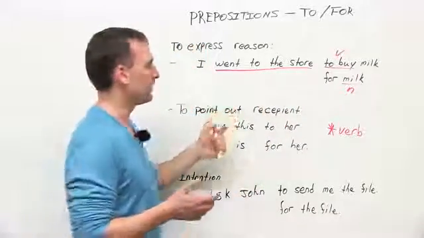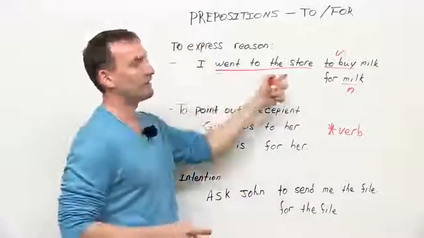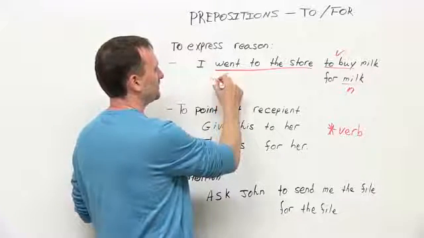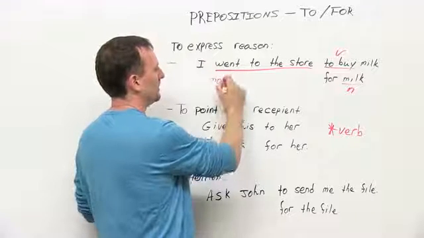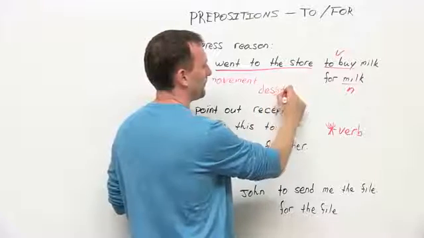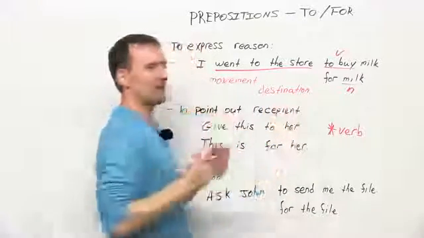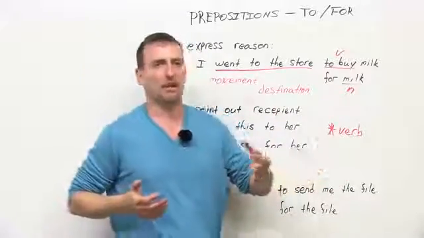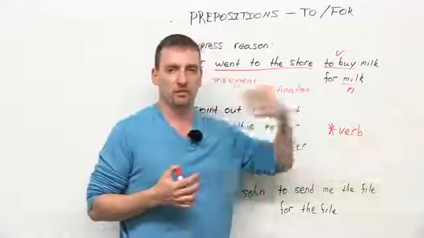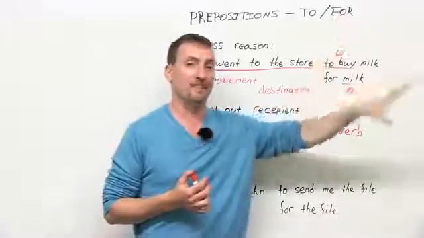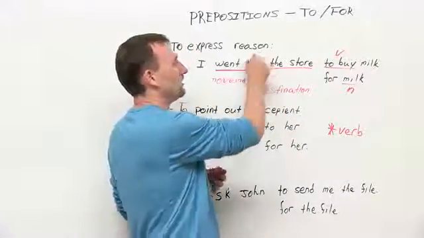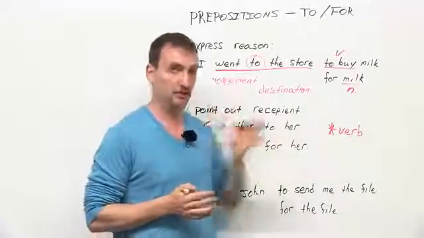Now, before we go to the next one, I want you to look at this. I went to the store. Whenever you have sort of a movement, and you have a destination. So by movement, I mean go, walk, drive, take the bus, for example. Anything that involves you moving or going somewhere, and then you're talking about the destination, the place that you are going to, it's always going to be to. And this is very much a preposition showing direction.